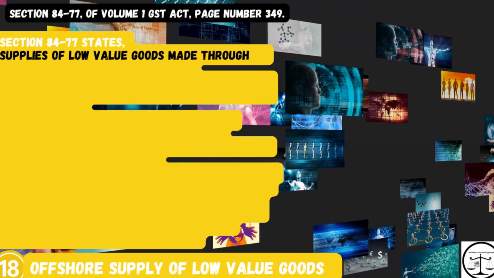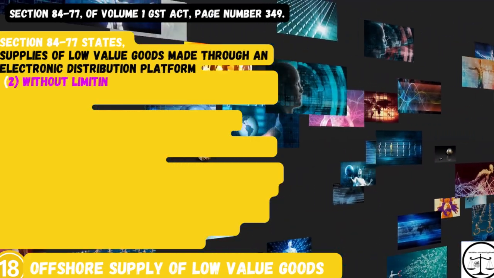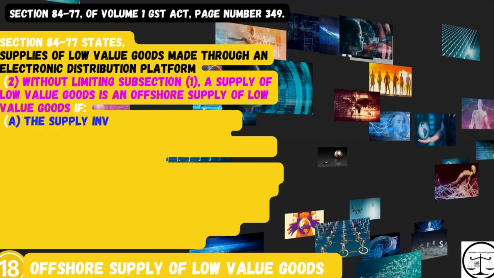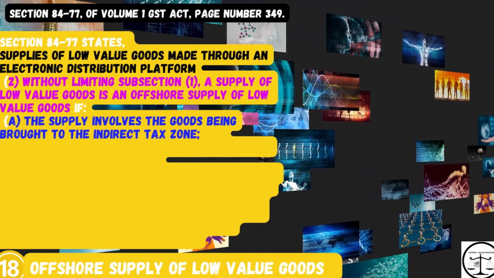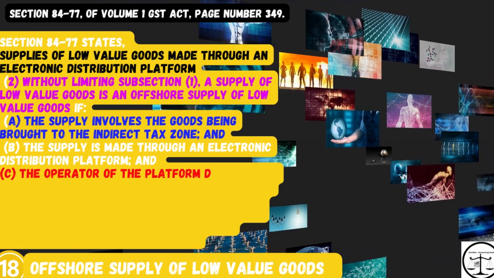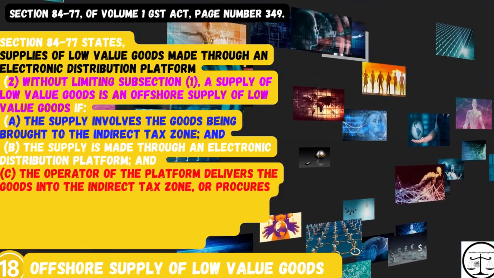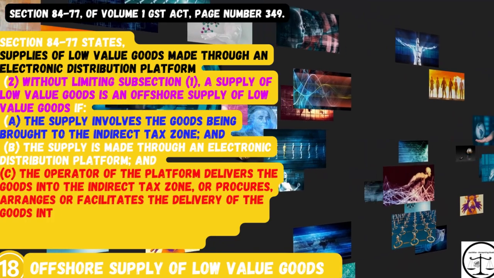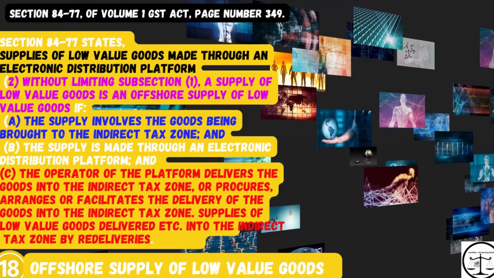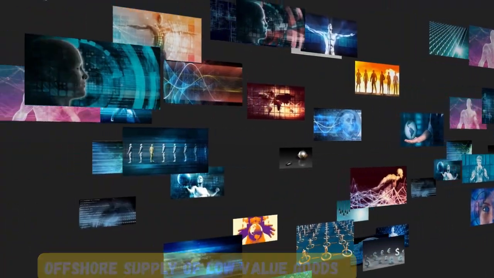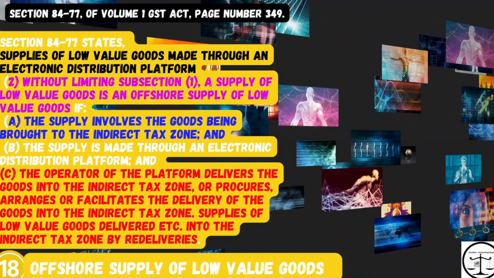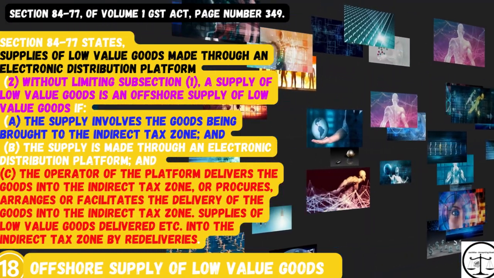Supplies of low-value goods made through an electronic distribution platform. 2. Without limiting subsection 1, a supply of low-value goods is an offshore supply of low-value goods if A. The supply involves the goods being brought to the indirect tax zone, and B. The supply is made through an electronic distribution platform, and C. The operator of the platform delivers the goods into the indirect tax zone, or procures, arranges or facilitates the delivery of the goods into the indirect tax zone.